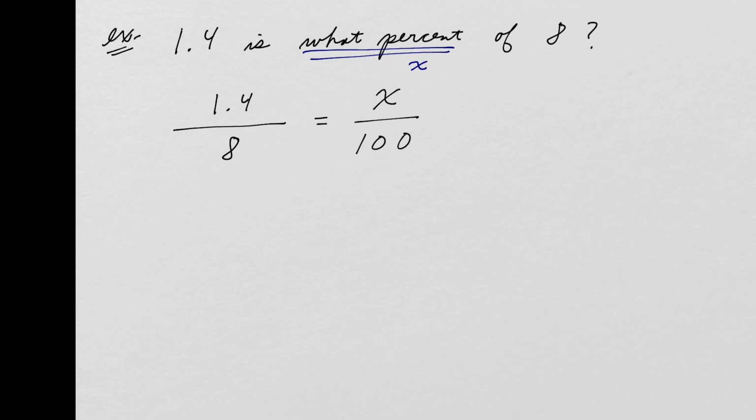Here's where I use cross multiplication, right? So upper left times bottom right. Well, 1.4 times 100 is going to be 140. Remember, it's just moving the decimal point 2 places to the right if you multiply by 100. Equals, and then 8 times x is 8x.